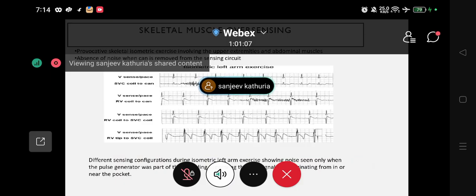Once again, see, everything is in the far field. It is upper extremity muscles, abdominal muscles. Isometric exercise by the person, again the muscle becomes taut, not in isotonic. So this is an example I've taken from AIIMS.